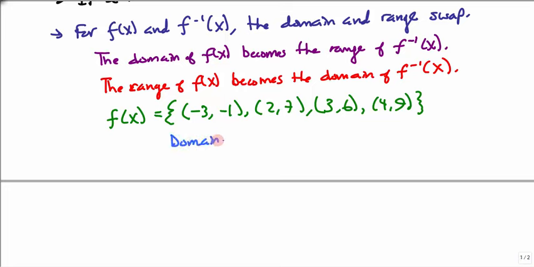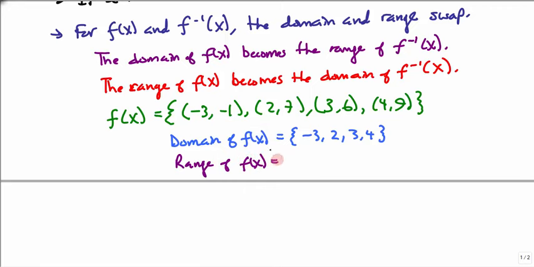So the domain of f of x would be the set of numbers -3, 2, 3, and 4. The range of f of x would be the y values, the -1, 7, 6, and 9. Well, we can start talking about the inverse then.